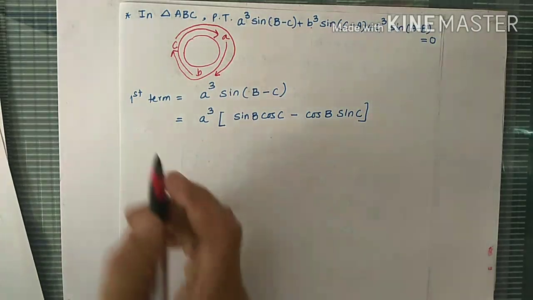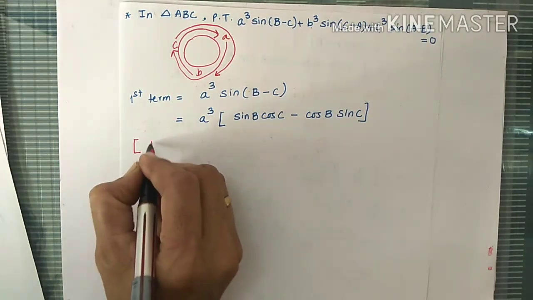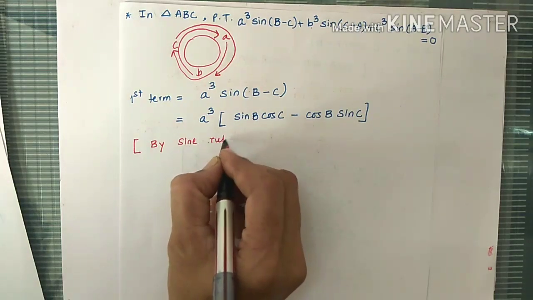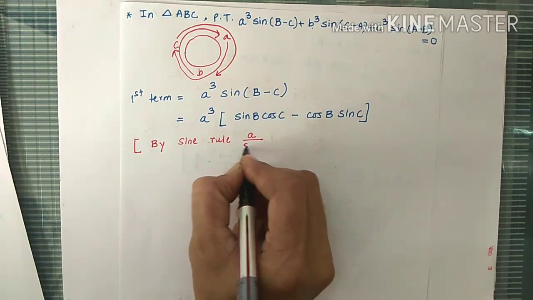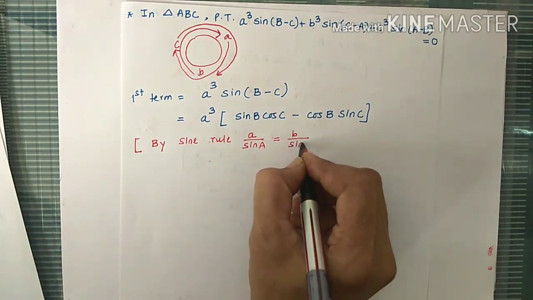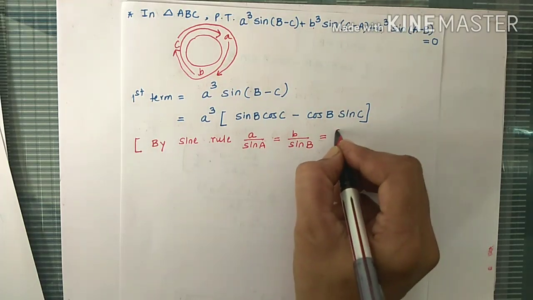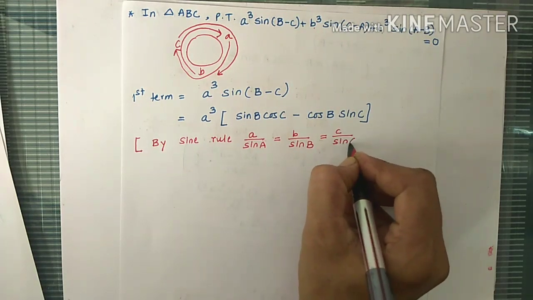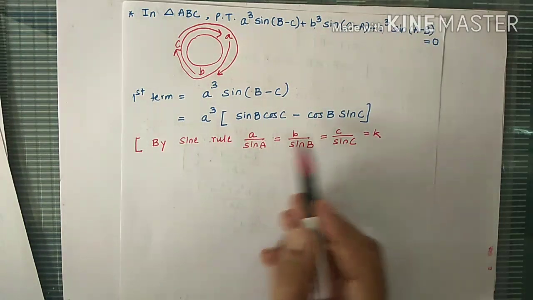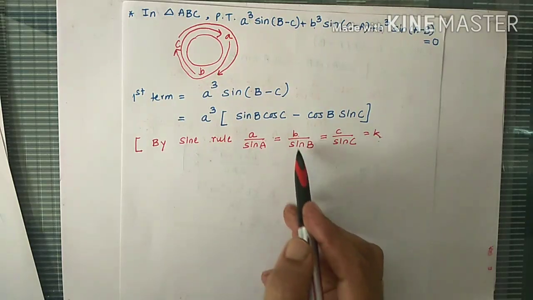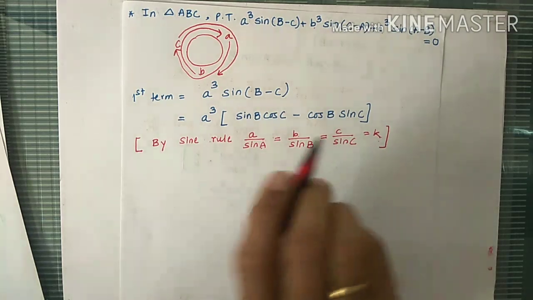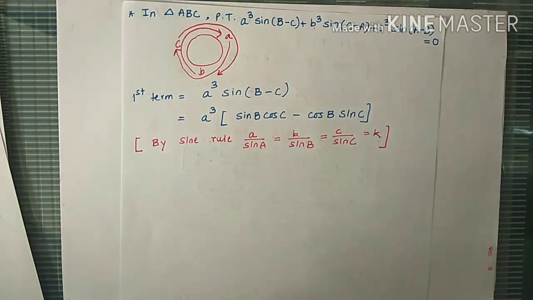So let's use sine rule. So let's write the reason. By sine rule, a upon sine a equal to b upon sine b equal to c upon sine c equal to k. So that we can write sine a as a by k, sine b as b by k, sine c as c by k. And we are using cosine rule as well.